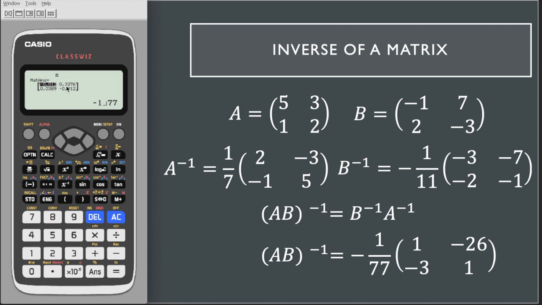Now as you can see, from my first entry I get -1/77, which is this number times 1. So that's correct. Our next entry is 26/77, which is the same as doing -1/77 times -26. So that's correct. This entry gives us 3/77, so that's the same as doing -1/77 times -3, which gives us 3/77. And the last entry here is -1/77, which is the same as doing -1/77 times 1. So as you can see, that's correct.